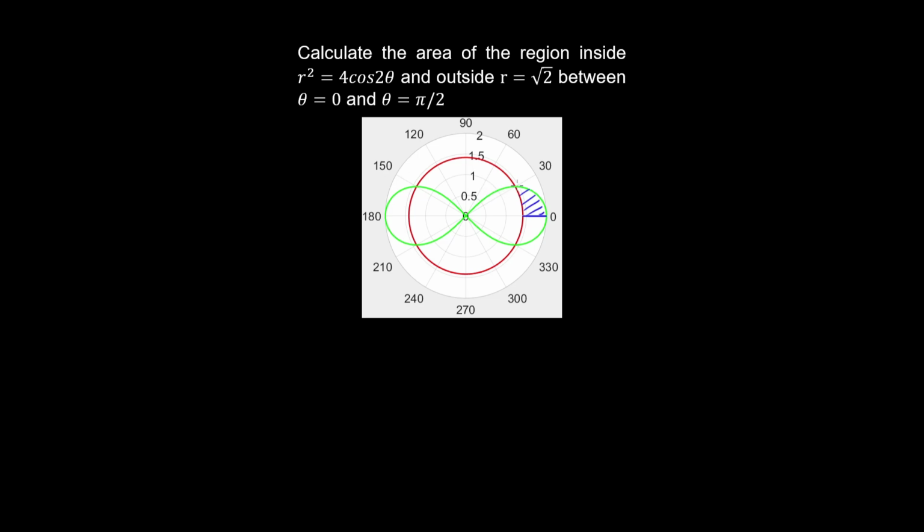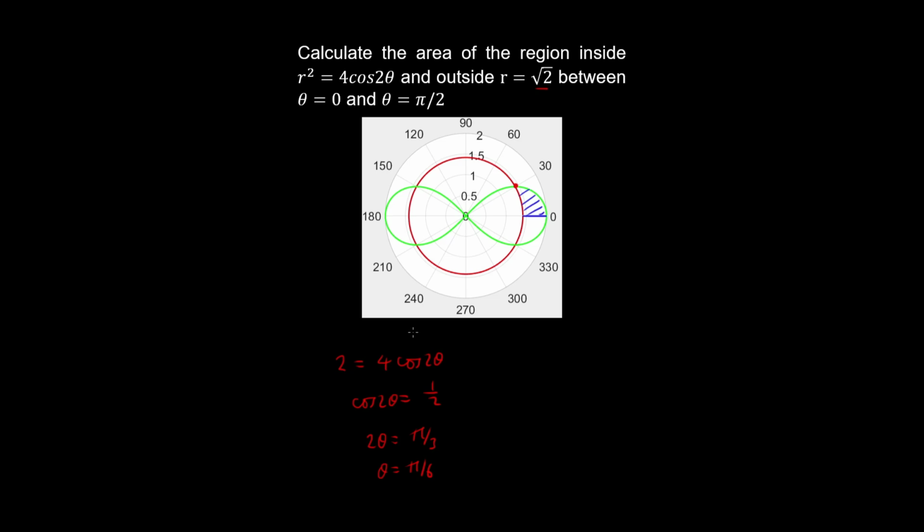We need the intersection point between the two curves, and we can do that by substituting r equals root 2 in this equation. So what we get is root 2 squared is 4 cosine 2 theta, so cosine 2 theta is equal to 1/2. For this to be true in the first quadrant, 2 theta is equal to pi on 3, and therefore theta is equal to pi on 6. As we can see, the curves intersect when theta is 30 degrees.